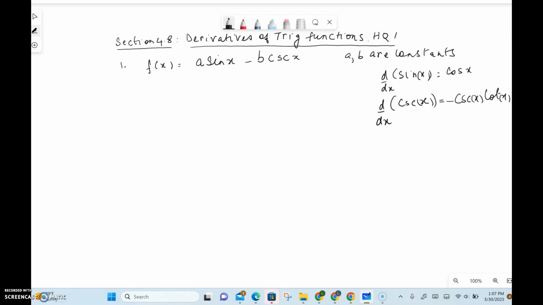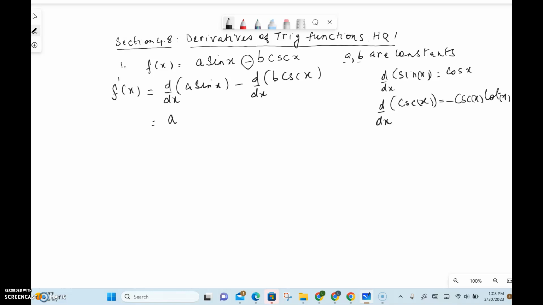Okay, so the derivative of the function is, now notice that this is a difference of two functions and also a and b are constants. So it's the derivative of the first function minus the derivative of the second function. So the basic rules of differentiation remain. You have to always use the rules. If it's a difference, just take the difference of the derivatives.